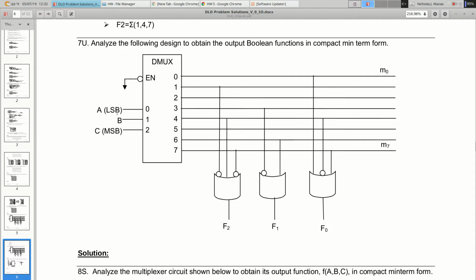And 0, 1, 0, 0, 1, 1, go through all 8 cases and figure out the 8 values for F2. Now you got a whole truth table for F2. You can do the same thing for F1 and F0. And it's not a feel-good result. It's going to seem weird, but just analyze the circuit faithfully and fill in the truth table, and then write equations for F0, F1, and F2 in compact min-term form.